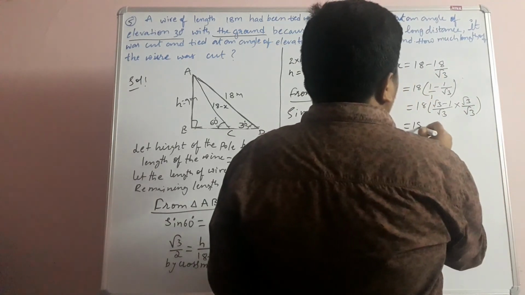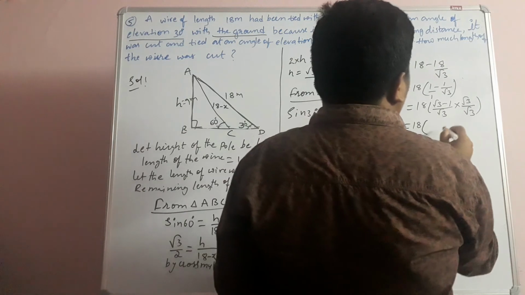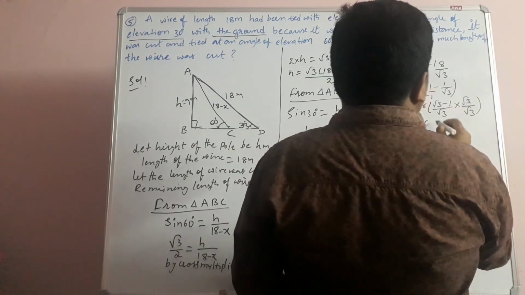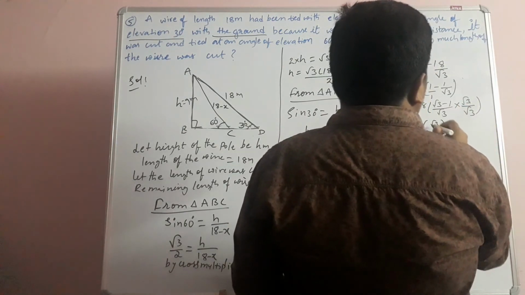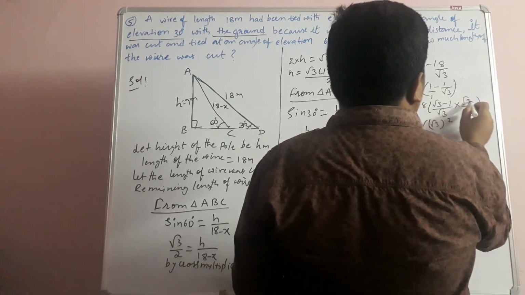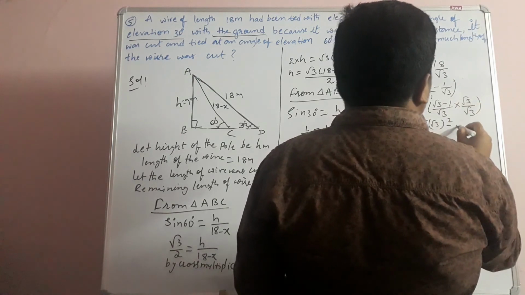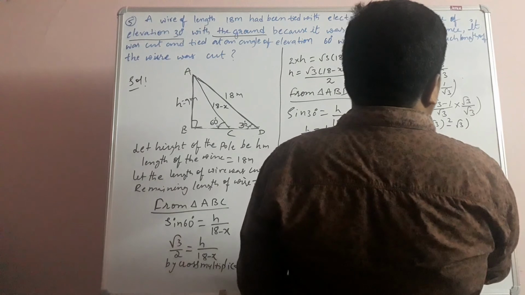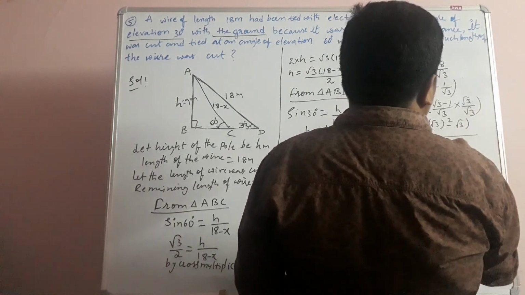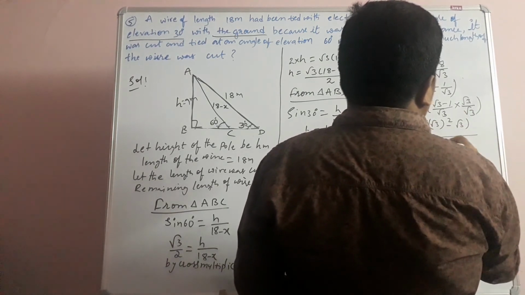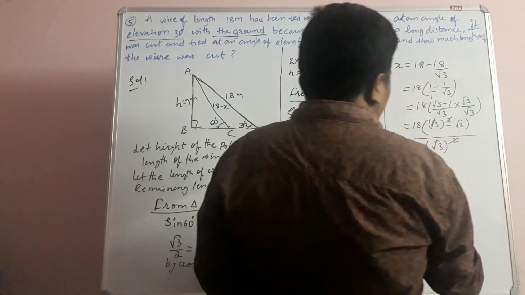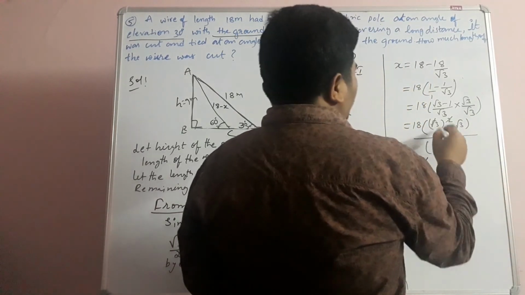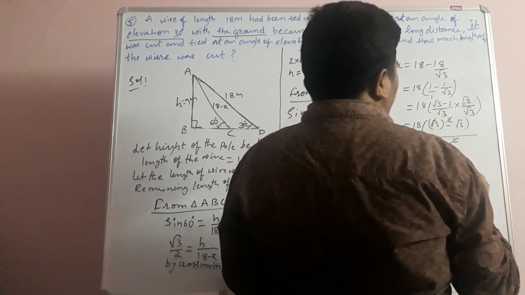So 18 of, here root 3 into root 3 is root 3 square. Numerator into numerator, and root 3 into minus 1 is minus root 3. By root 3 into root 3 is what? Root 3 square. So square and root cancel. So children, what is left? 18 of 3 minus root 3 by 3. So 3 minus root 3.